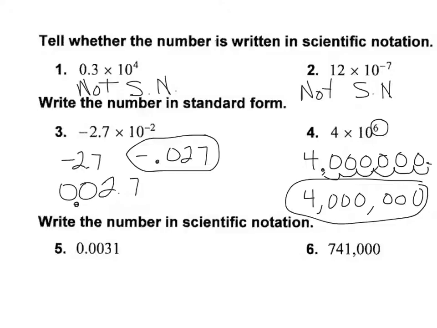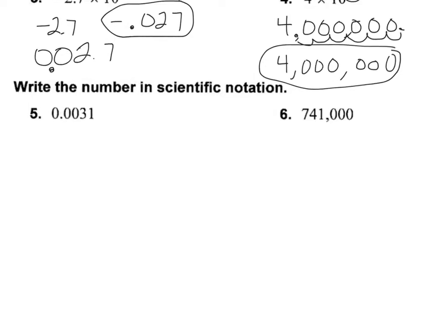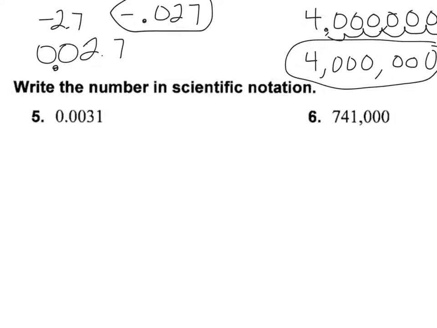Number 5, write the number in scientific notation. What I want to do first is figure out where I would put the decimal so that the value would be in between 1 and 10. In this case, it's going to go right there. 3.1 times 10 to the, now I just have to figure out how many places I'm moving it. 1, 2, 3. I moved it 3 places. This is an extremely small number, so I need to make sure that my exponent is negative. 3.1 times 10 to the negative third.